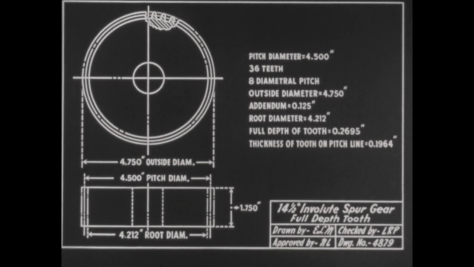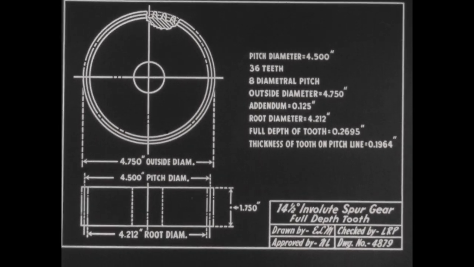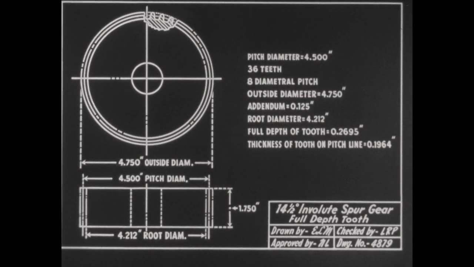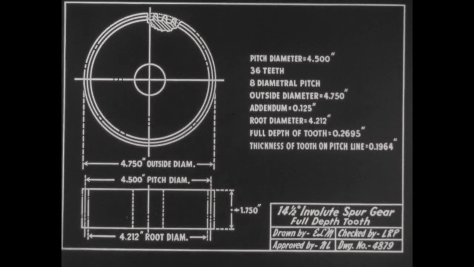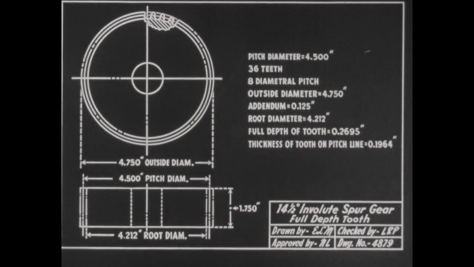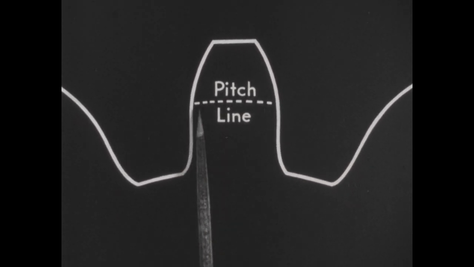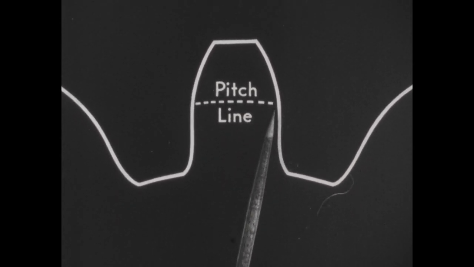This type of gear is often cut on the milling machine. The average blueprint of a gear usually contains terms peculiar to gear designing. Therefore, an understanding of these terms is helpful to the machinist. The basis for figuring all tooth dimensions on a gear is an imaginary line called the pitch line. It is on this line that the thickness of the tooth is always measured.